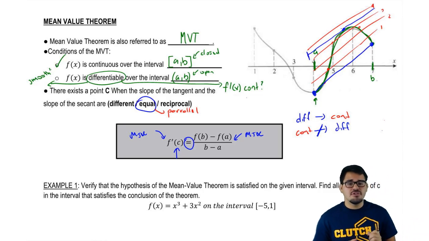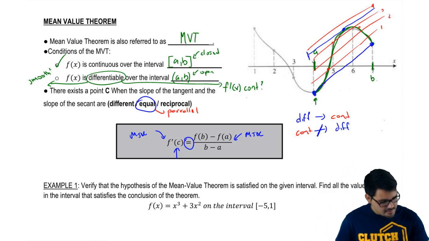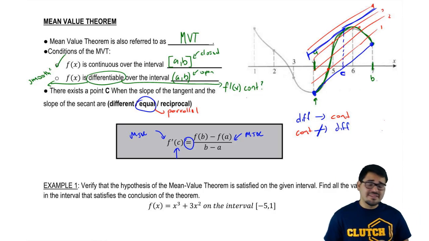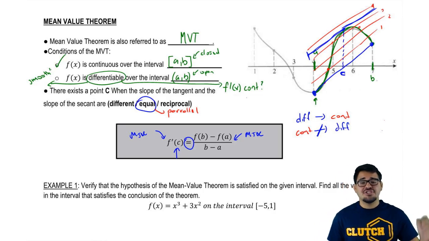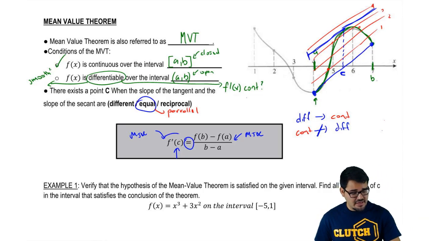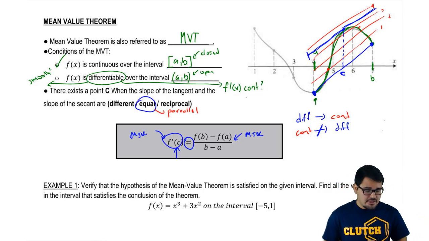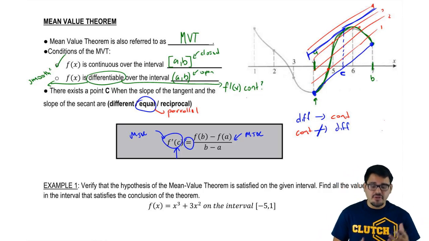And that is all we wanted to do. We wanted to find a point C where the slope of the line tangent at that point C, which is the meaning of this, is equal to the slope of the line tangent, right? And letter C, or our point C, is in between our interval from A to B.